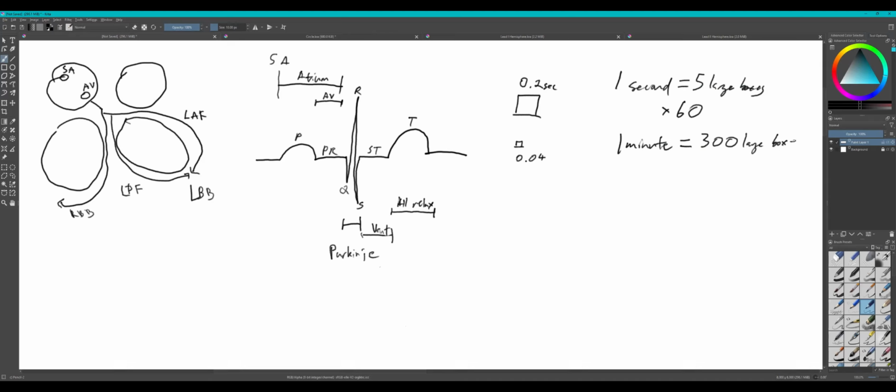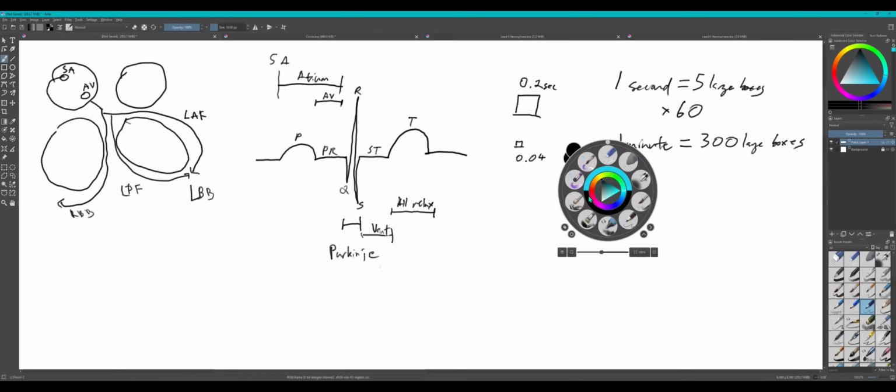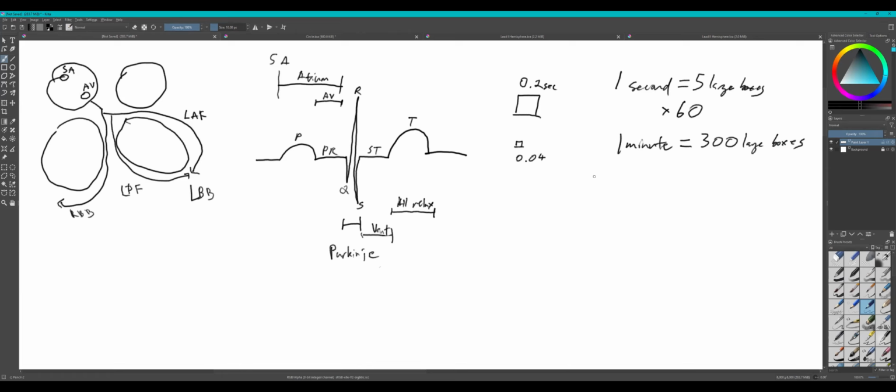Now, did you guys ever learn how to estimate rate by counting large boxes? Yeah, in classes and stuff. So let's say I'm going to use this as a shorthand for a QRS. And let's say I have a QRS at the start of a large box. And let's say exactly when the large box ends, I have another QRS. And I'm going to use this as shorthand for large box.